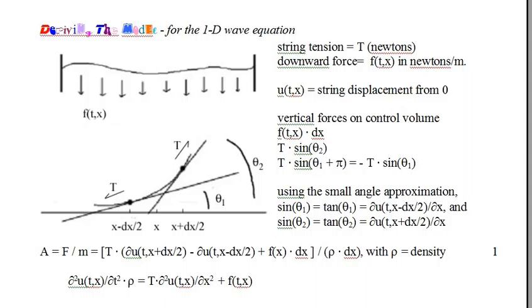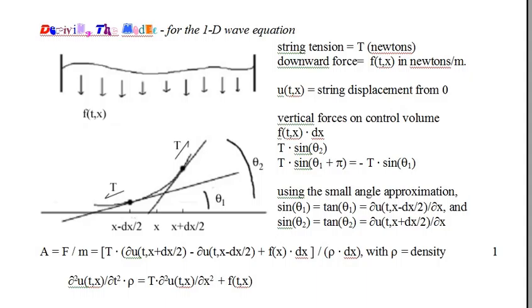We start with a string under constant tension. Think of a guitar string stretched between two posts. The string tension is T, a force in units of newtons. We will include in the model the effects of an external force applied to the string, represented by the function f of t, x, with units of newtons per meter.